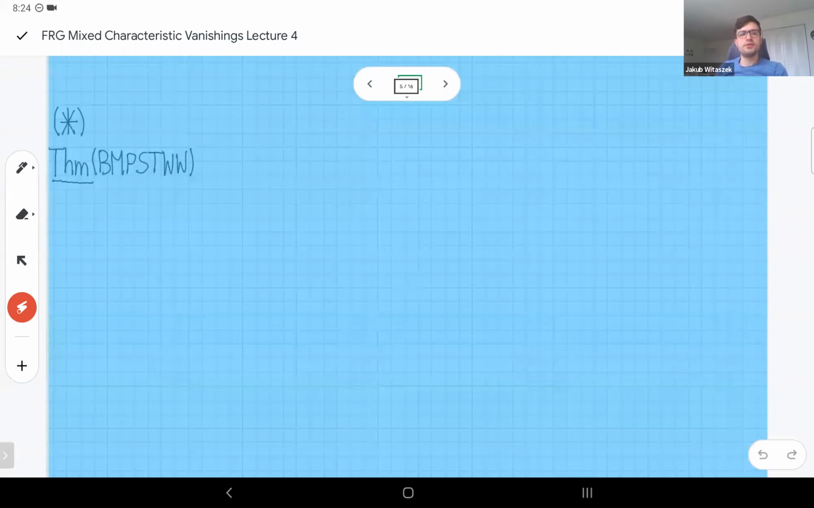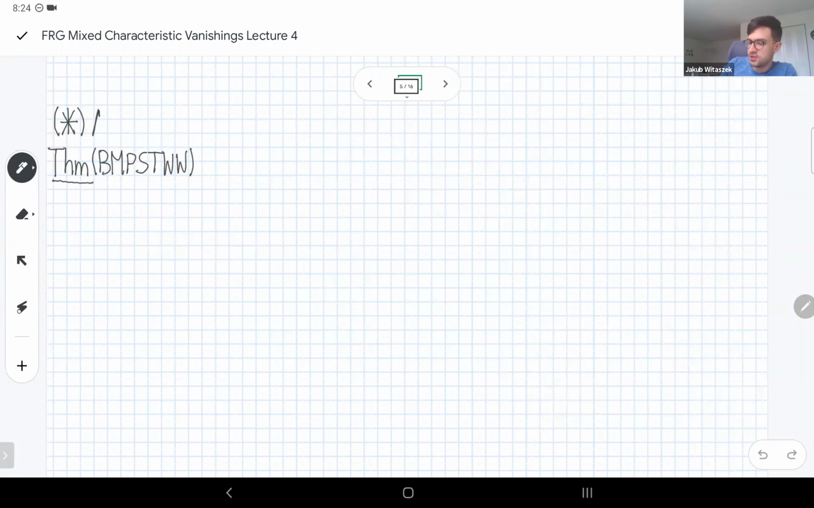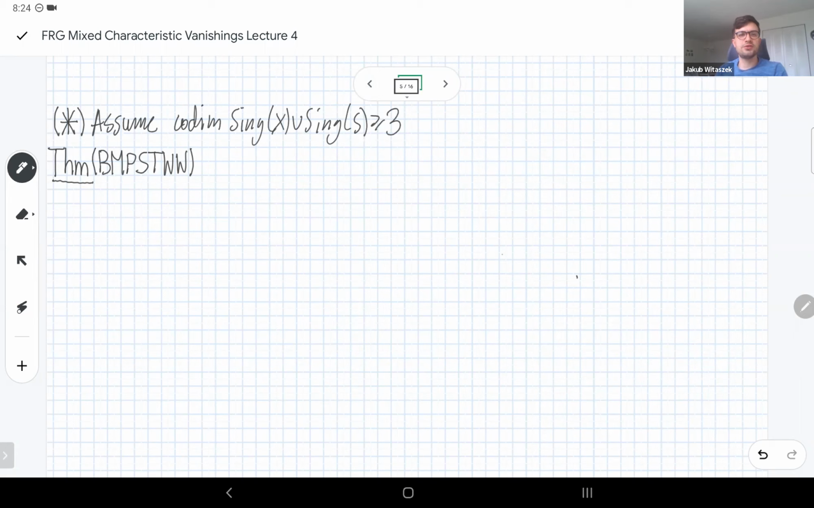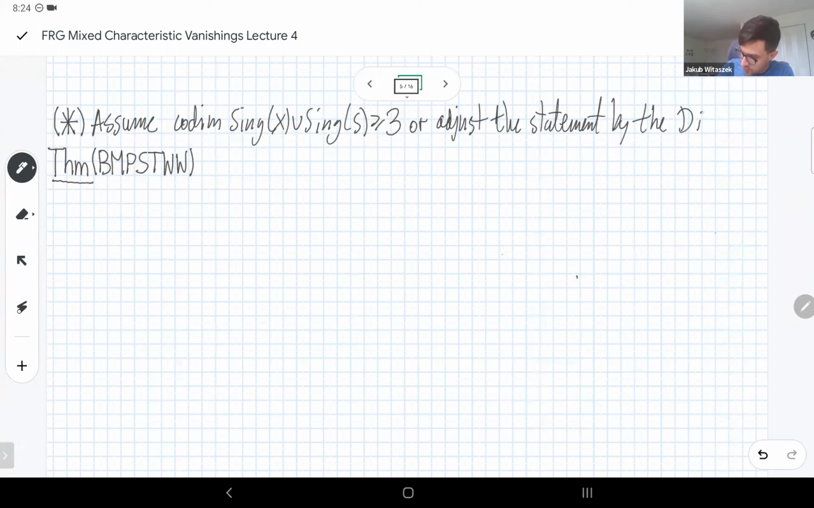Okay. For many of the results I'm going to state now, I'm going to make an additional assumption star that if I'm given a variety X and a divisor S, I'm going to assume that the codimension of the singular locus of X union with the singular locus of S is at least 3. The reason is that I don't want to deal with the so-called different, but if you're okay with that, you can just adjust all the statements by the different, and they will be all correct with such an adjustment.